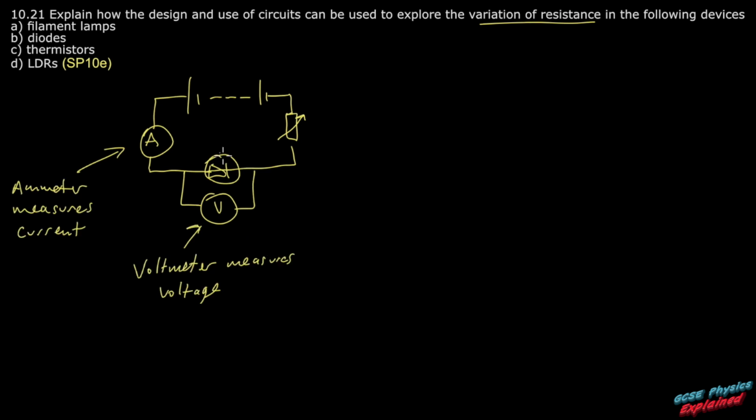And you basically just change this for whatever component you want. You can see I've drawn a diode in this time. The circuit for the filament lamp and the diode will be exactly the same. The circuit for the thermistor, you'd need some way of changing the temperature. So let us draw that one for you.